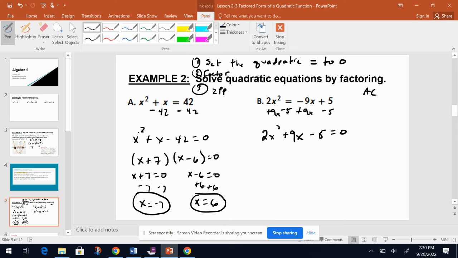Again, why didn't I do that in this problem? Because there is no a. Here there's an a. So 2 times negative 5 is negative 10. And then I need to find the bx term, which is positive 9. So that would be what? A 10x and a negative x.